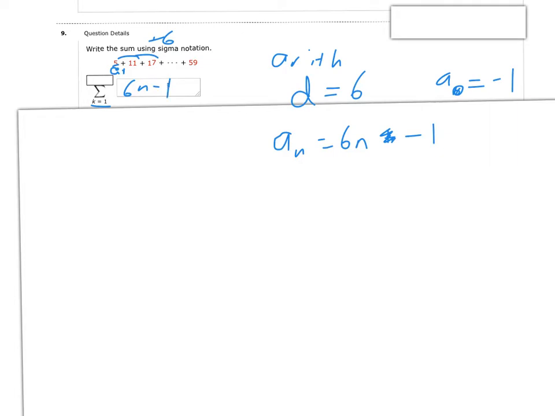So my last piece is I need to figure out how many terms we have here. So I really need to figure out what term is that last term. I definitely do not put a 59 up there. What I need to do is plug 59 into my equation and figure out what n that gives me. So then it says 60 equals 6n. And so n equals 10. So that's the 10th term.